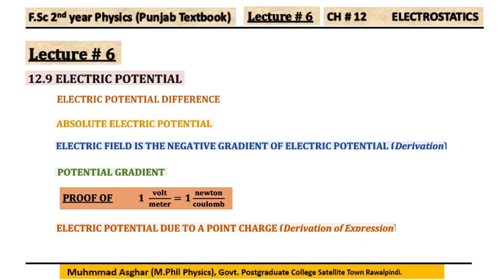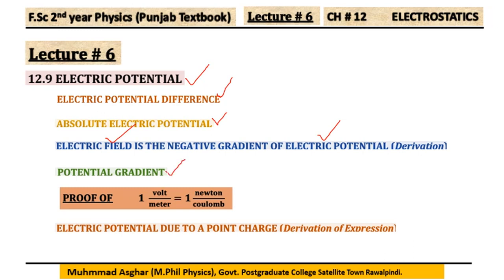डियर स्टूडेंट्स, वेलकम टू लेक्चर नंबर 6। लेक्चर नंबर 6 में हम 12.9 टॉपिक जो कि इलेक्ट्रिक पोटेंशियल के बारे में हम उसको डिस्कस करेंगे। व्हाट इज डिफरेंस बिटवीन इलेक्ट्रिक पोटेंशियल डिफरेंस एंड एब्सोल्यूट इलेक्ट्रिक पोटेंशियल? After defining these two quantities, we will find the relation between electric field and the electric potential, and we will derive a relation between electric field is the negative gradient of electric potential.